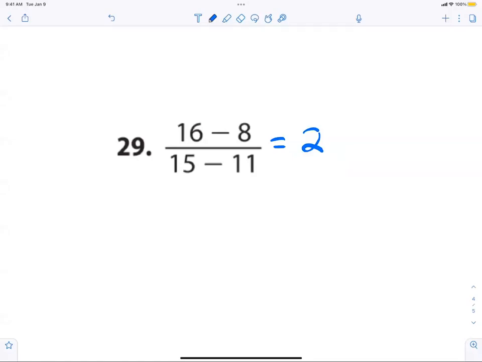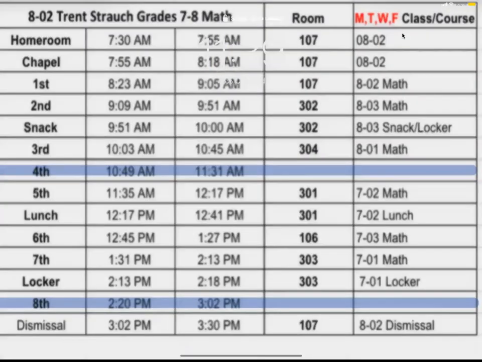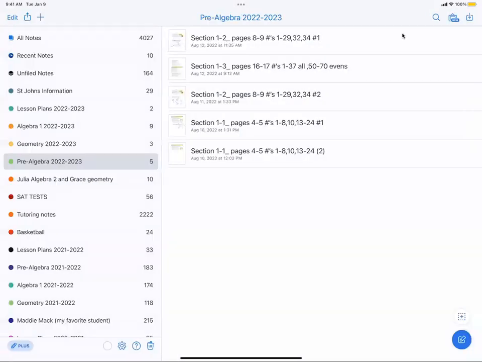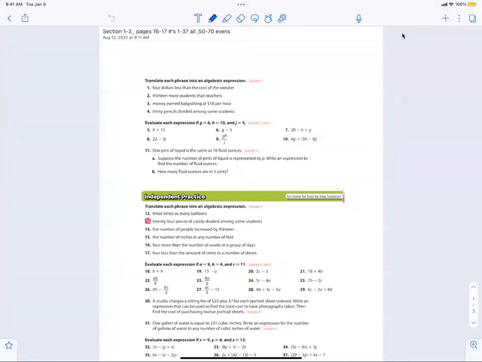Here we go. Reporting in progress. So here we go. Wait a minute. Let me open up to the right one. So we are on today 1-3. And here we go. All right. So you're going to do the odds.